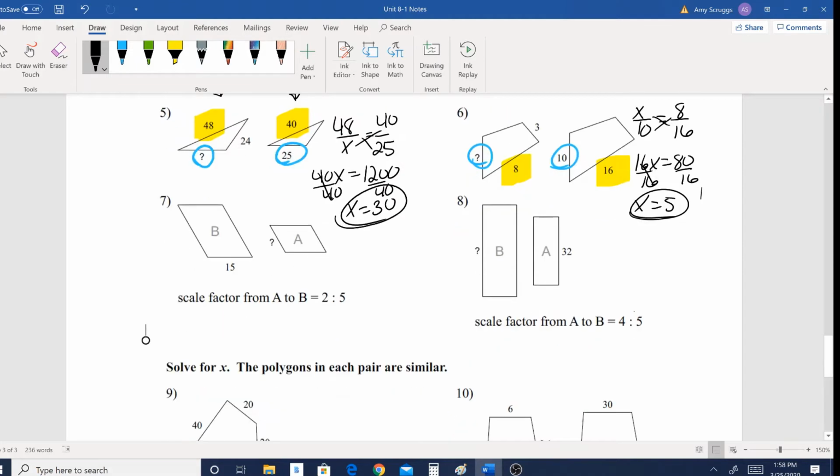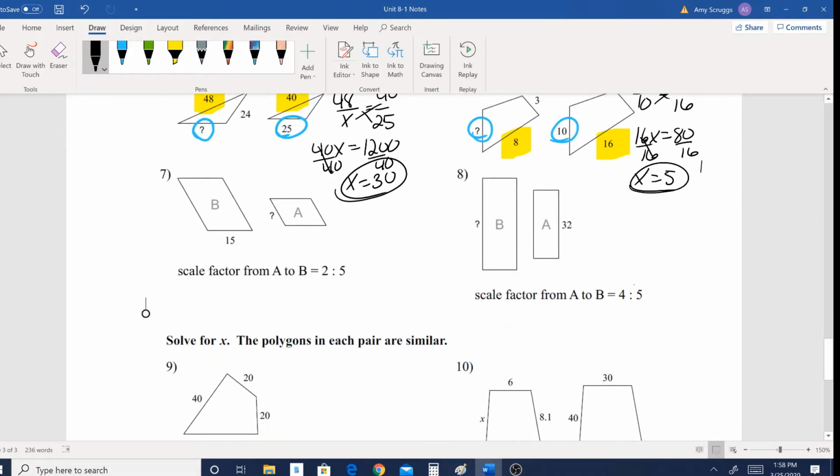All right, number 7, it says the scale factor from A to B. Now, it's important that we read this correctly. The A goes with this one, and the B goes with this one. It says the scale factor is 2 to 5. Now, anytime they give you this ratio, we're just going to go ahead and set it up like this. We're going to say 2 over 5. And then we're going to set up the things that we're missing.